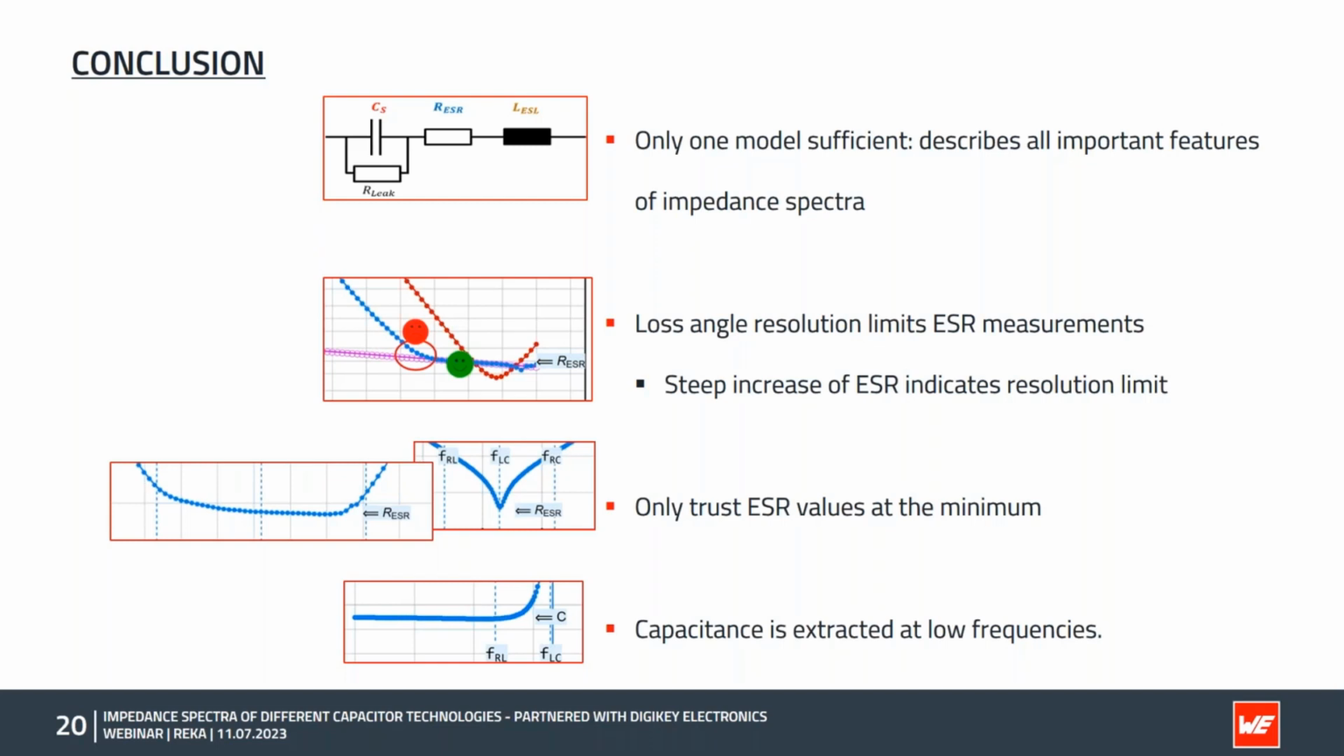The lower the frequency, the less accurate the ESR measurements actually. The capacitance value, on the other hand, is best extracted at the low frequency and well below the characteristic RC or LC frequency.